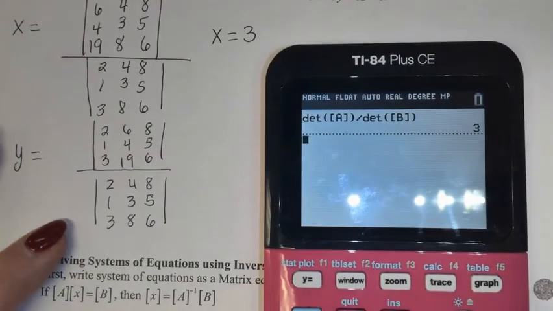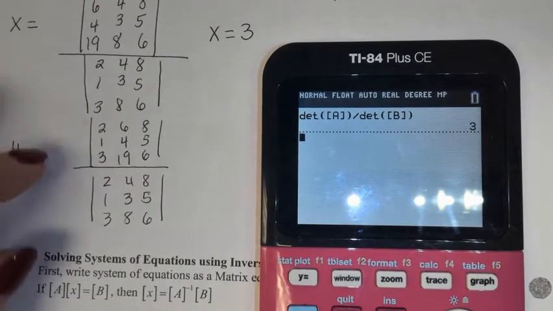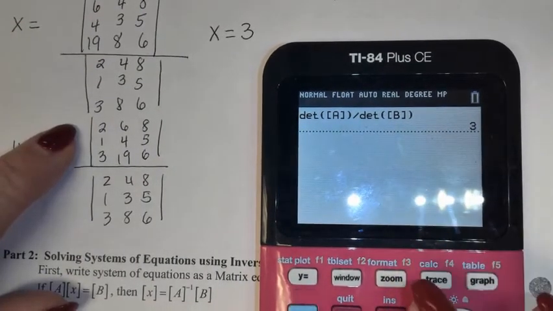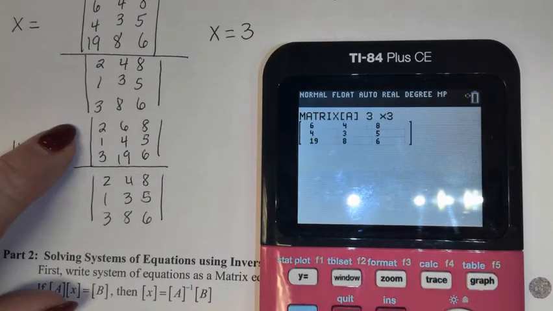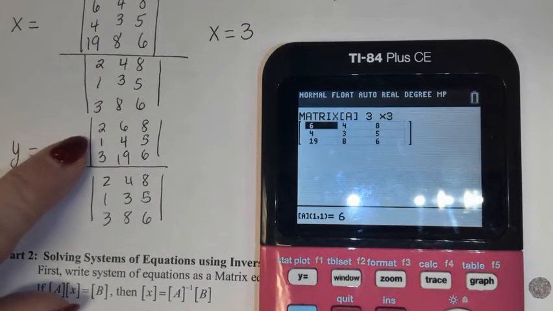Okay, so I got that in there. So we already know we have that matrix B in there, which is the denominator one. So we're just going to put in the numerator. We'll put it in the matrix A. Just be real careful putting it in.